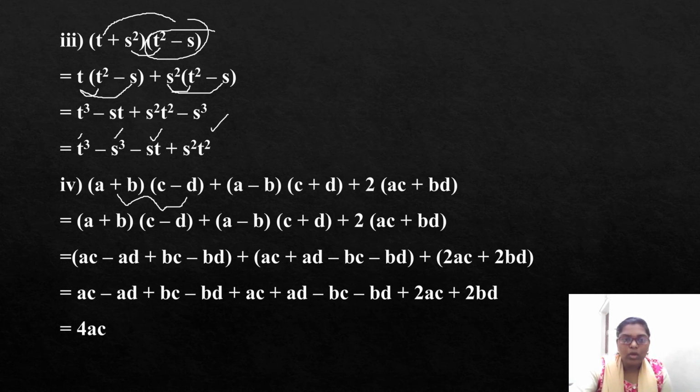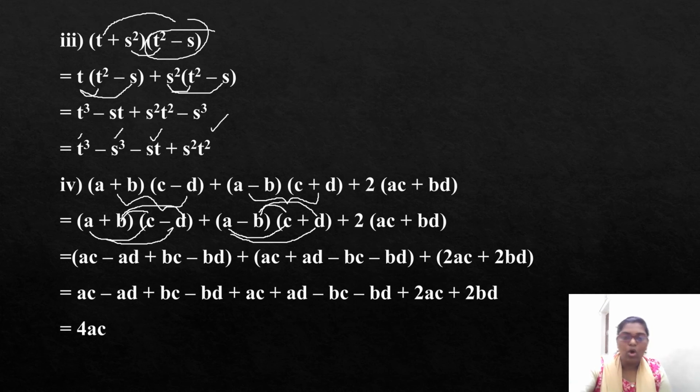These two terms are in multiplication. Likewise, these two terms are in multiplication. So first do the multiplication of these two terms. Okay. First, a into c, ac, minus a into d, ad, plus b into c, bc, minus b into d, bd. Next, a into c, ac, in between plus a into d, ad. Next, minus b into c, bc. Next, minus b into d, bd.